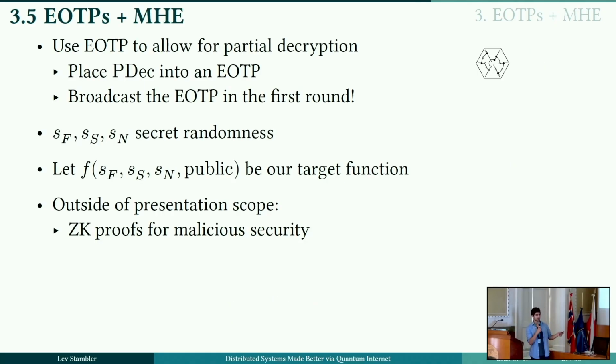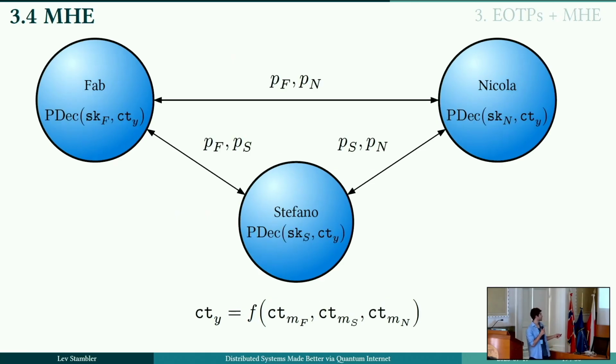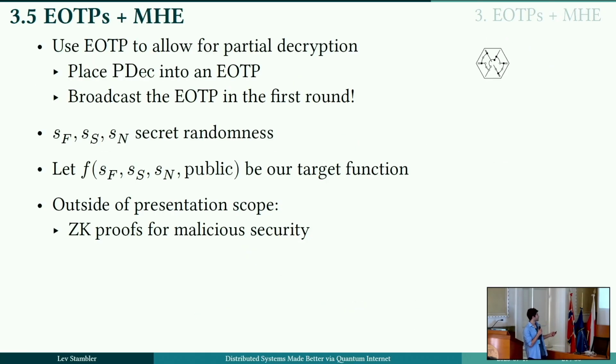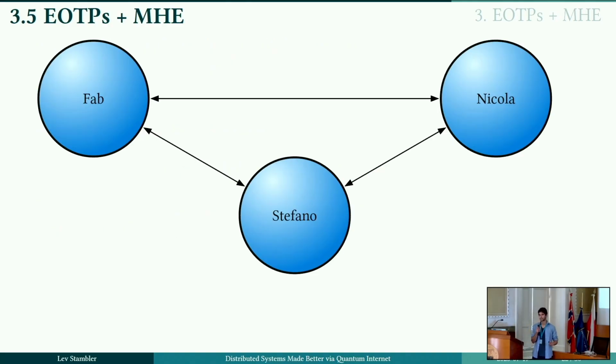So now the question is, what happens when we combine this with our ephemeral one-time programs? And it turns out we get some pretty cool results. We're going to basically use our ephemeral one-time programs to do the partial decryption. So if we remember, we have this partial decryption step that requires extra communication, and instead we're going to place that into our one-time programs. And letting F be our target function, we're going to send over these partial decryption functions. There's some steps that I'm glossing over, but that's outside the scope of today's talk.